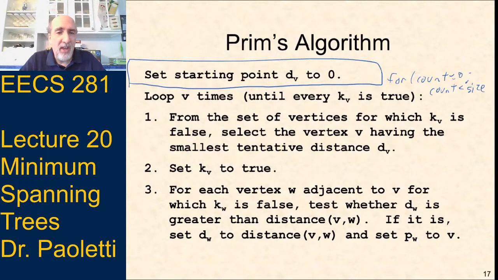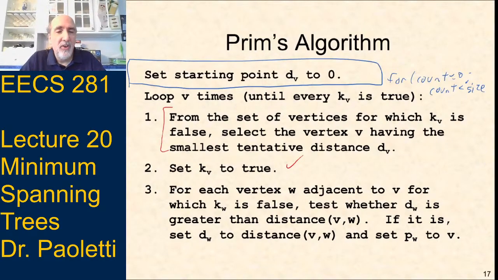Step 1 says, of the set of all vertices for which kv is false, select the one with the smallest distance. So of everybody who's false, of everybody who's out, pick the one with the smallest distance to someone who's in. That's going to have to be a loop or something there. Then step 2 says mark it as true.